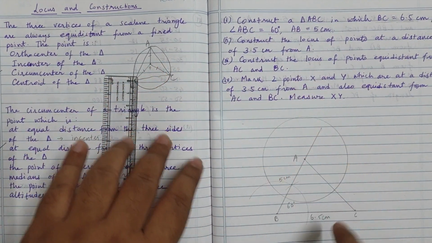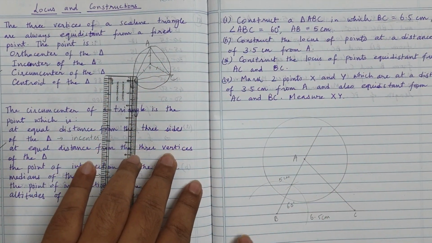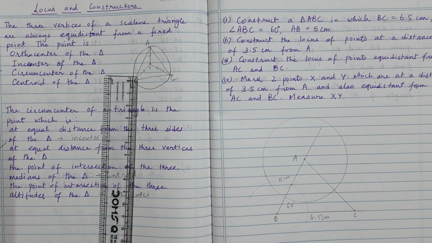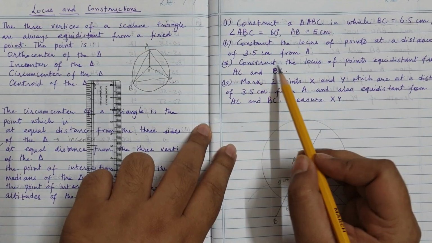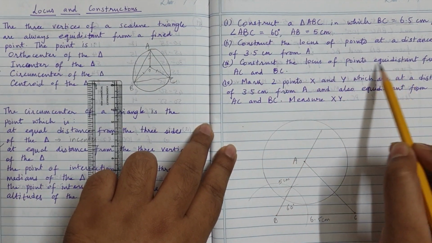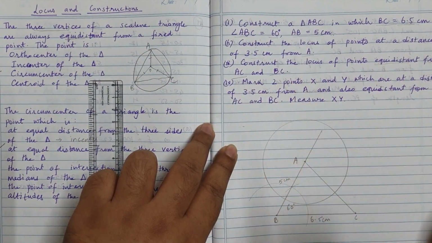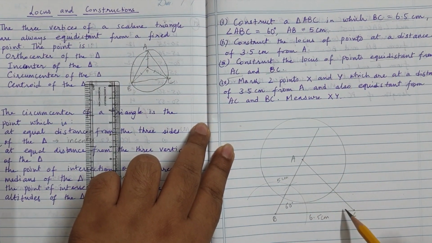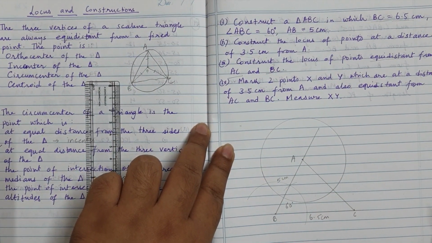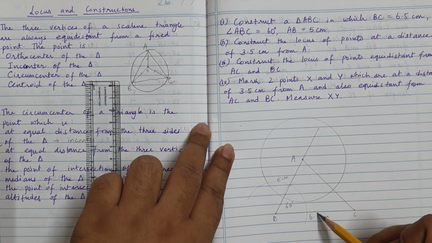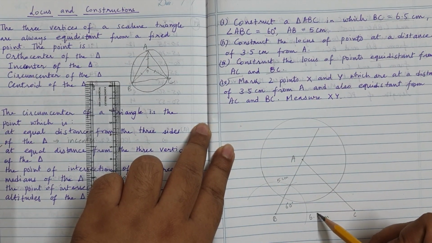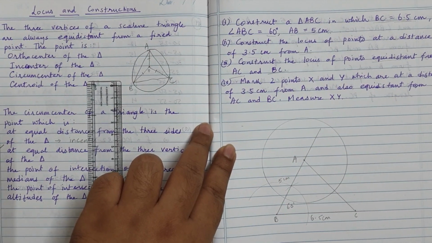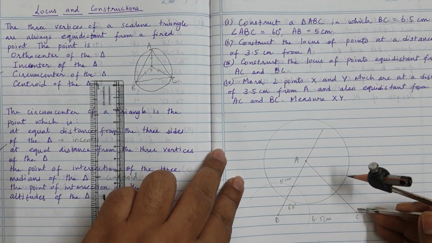Once I have finished all my construction, I also have to briefly describe what was the locus that I have constructed. Okay, then the next is construct the locus of points equidistant from AC and BC. So according to the locus theorem, the locus of points equidistant from AC and BC will be the bisector of the angle between these lines, which is angle C.